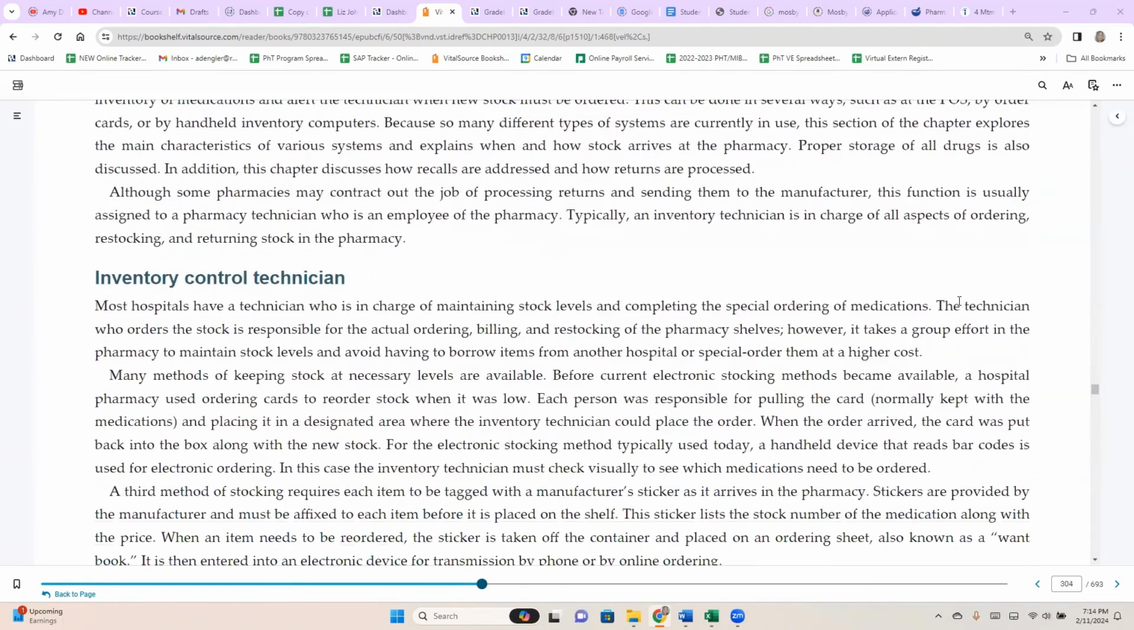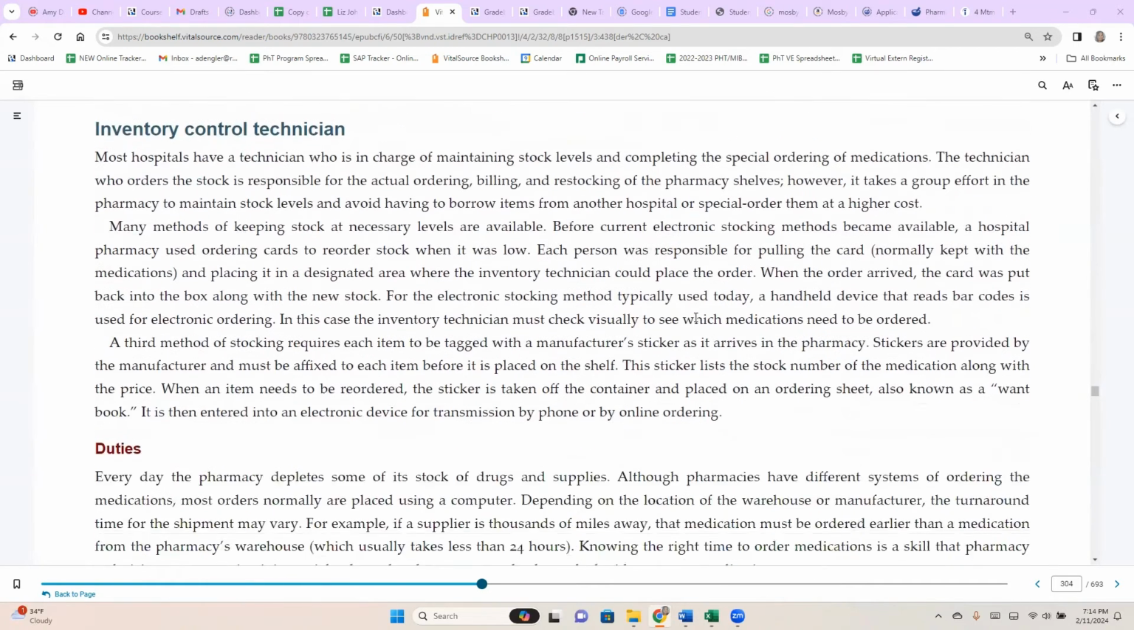Most hospitals have a technician who is in charge of maintaining stock levels and completing the special ordering of medications. The technician who orders the stock is responsible for the actual ordering, billing, and restocking of the pharmacy shelves. However, it takes a group effort in the pharmacy to maintain stock levels and avoid having to borrow items from other hospitals or special order them at a higher cost.